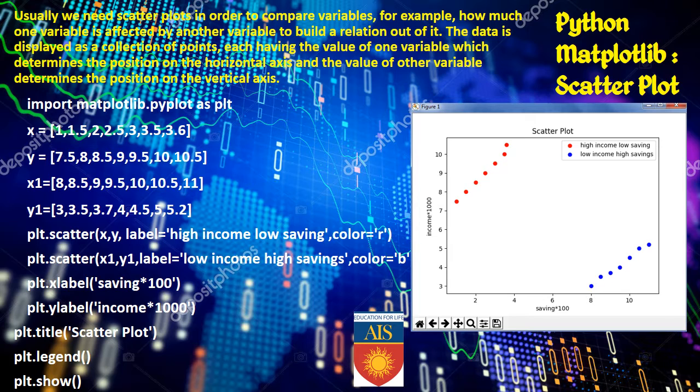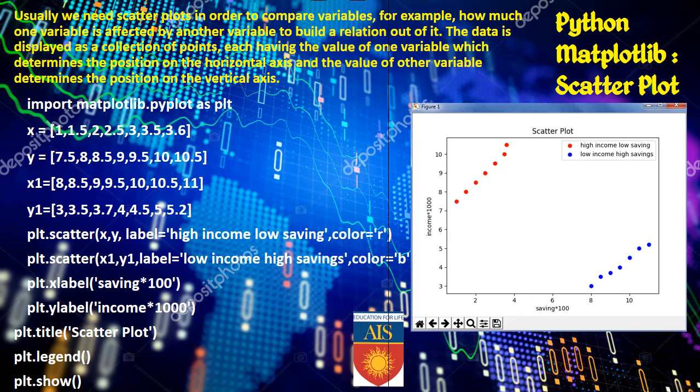plt.xlabel saving into 100, so it will multiply the saving by 100. plt.ylabel income into 1000. plt.title scatter plot, plt.legend, plt.show. Finally we will get the output as it is showing on the right hand side of our screen. This is our scatter plot. In case of a scatter plot, we will get only the peak position or the highest value of our assigned numbers.